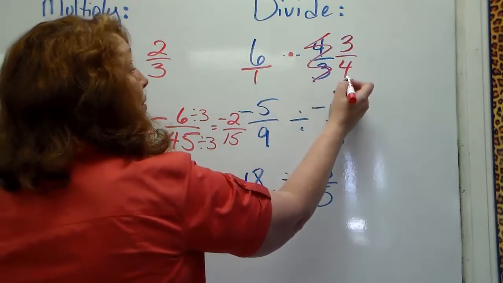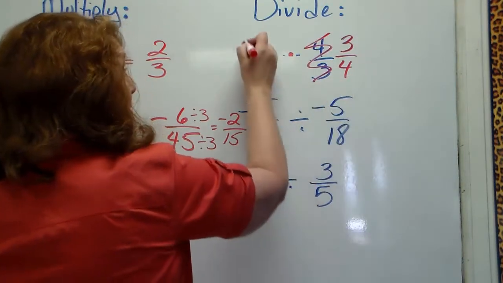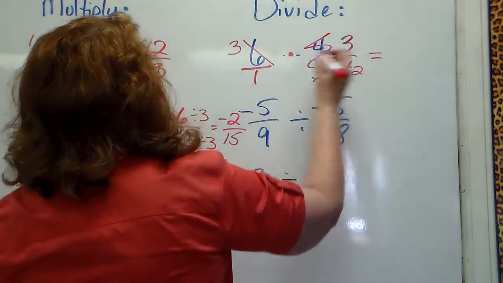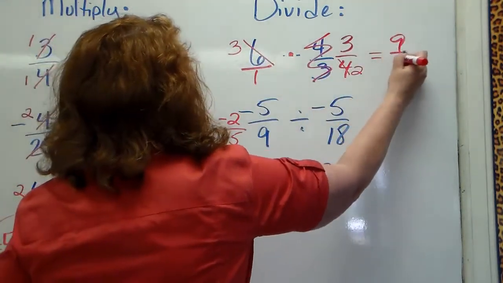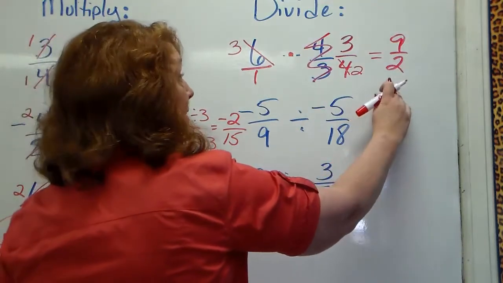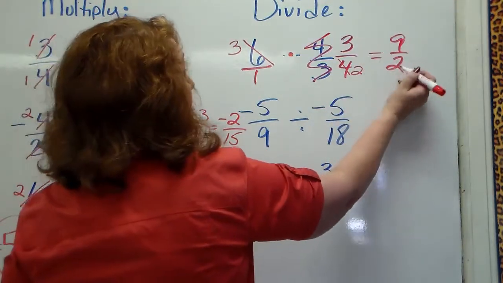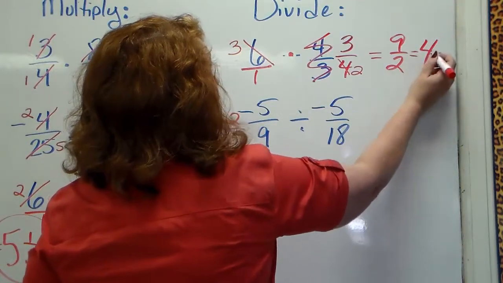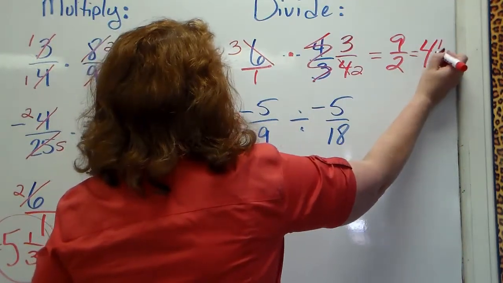6 and 4 are both even numbers. 2 goes into both of them. 2 goes into 6 3 times. 2 goes into 4 twice. And I end up with 9 over 2. Can't leave it like this, because the numerator is bigger than the denominator. 2 goes into 9 4 times. 2 times 4 is 8. And 1 is 9.